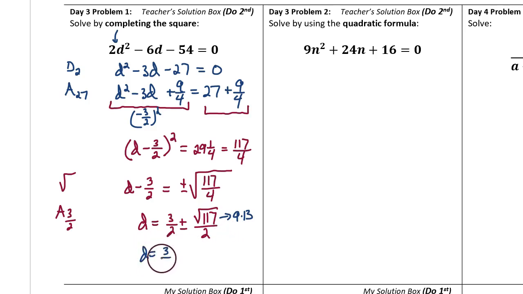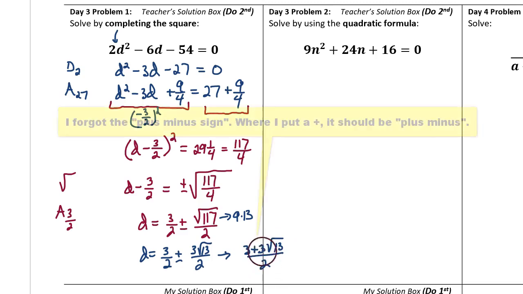Next up, we have 3/2 plus or minus 3 square root of 13 all over 2. It's okay to leave the answer like this, or because both fractions have the same denominator, you could combine them into a more compact form. 3 plus or minus 3 square root of 13 all over 2.